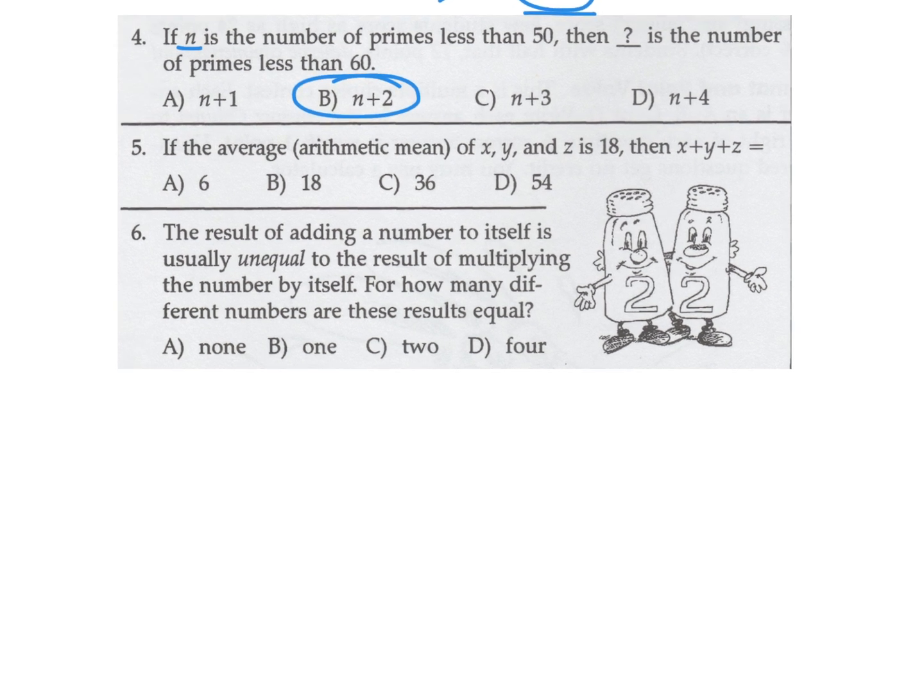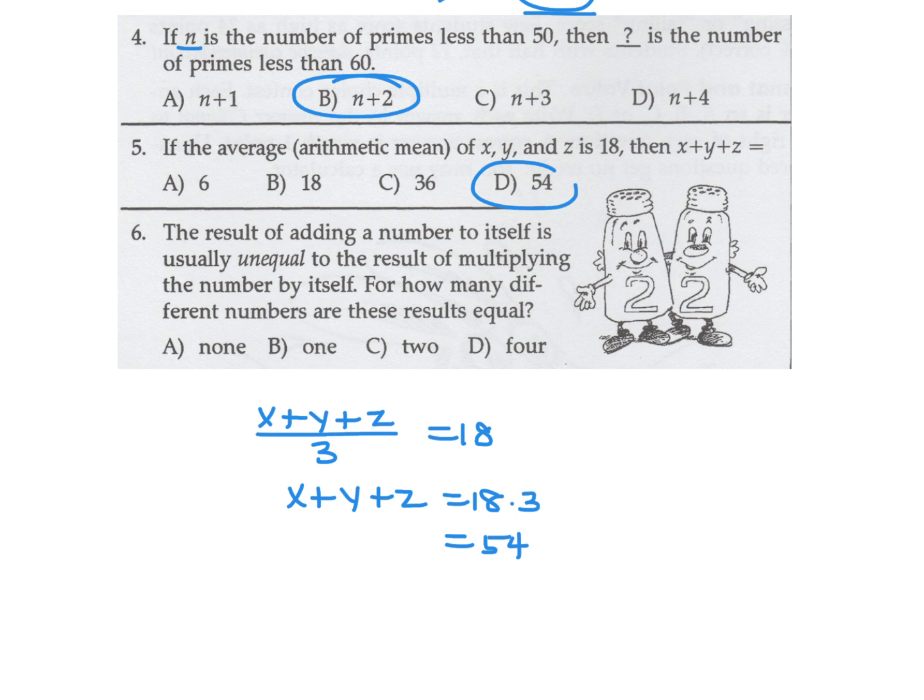If the average of x, y, and z is 18, then x plus y plus z is? So x plus y plus z divided by 3 is 18. So x plus y plus z, just that, would be 18 times 3 if you cross multiply. And that, of course, is 54. So number 5, the answer is D.